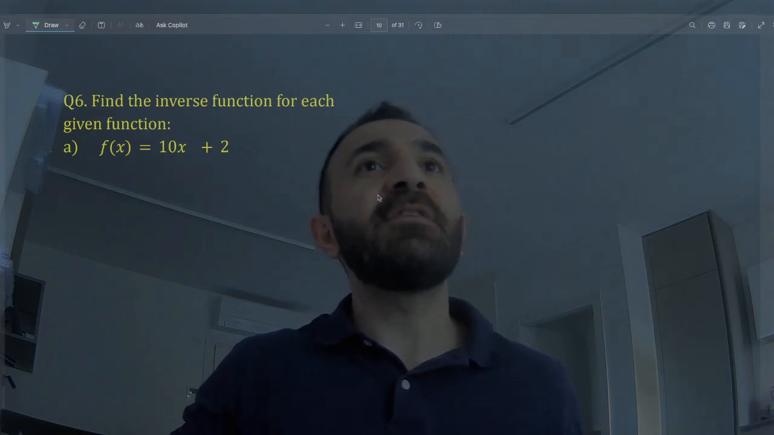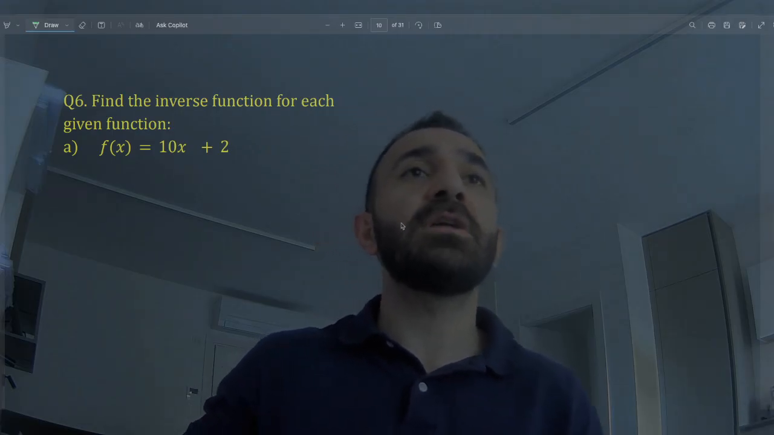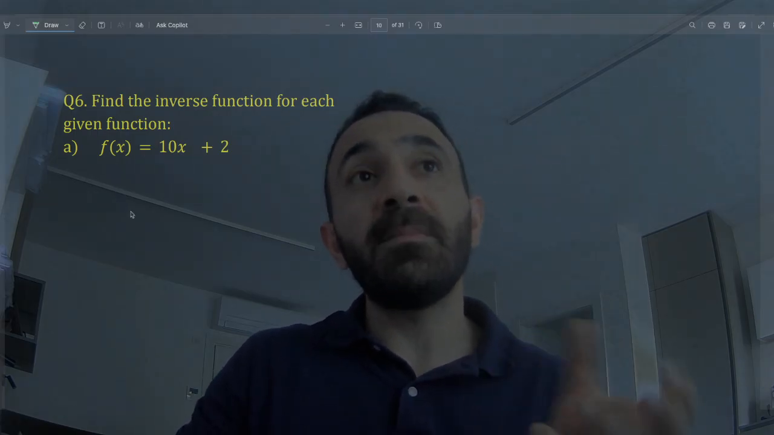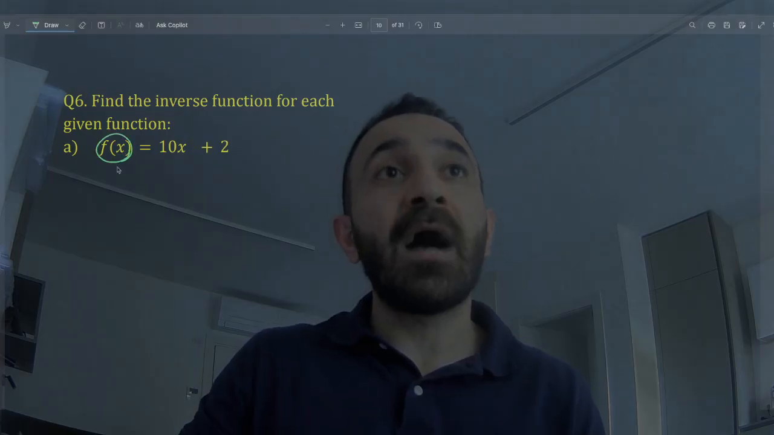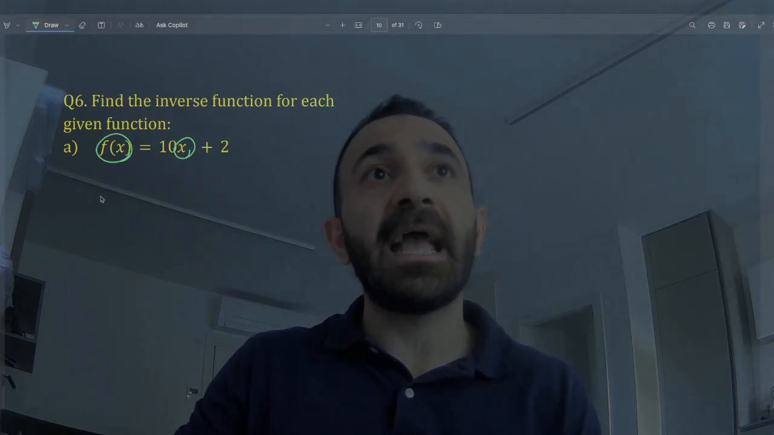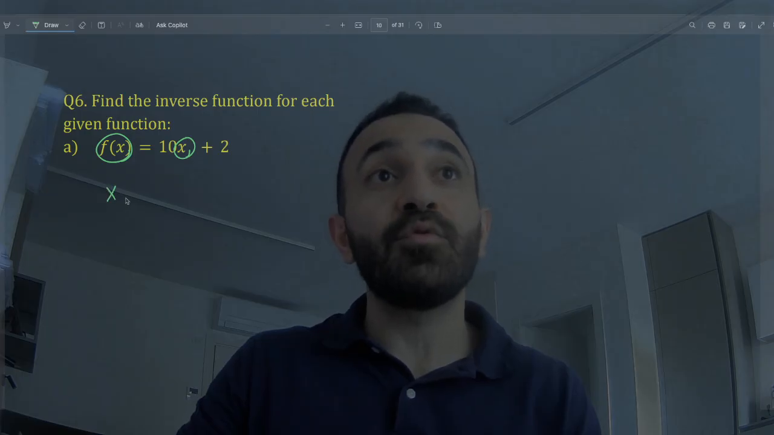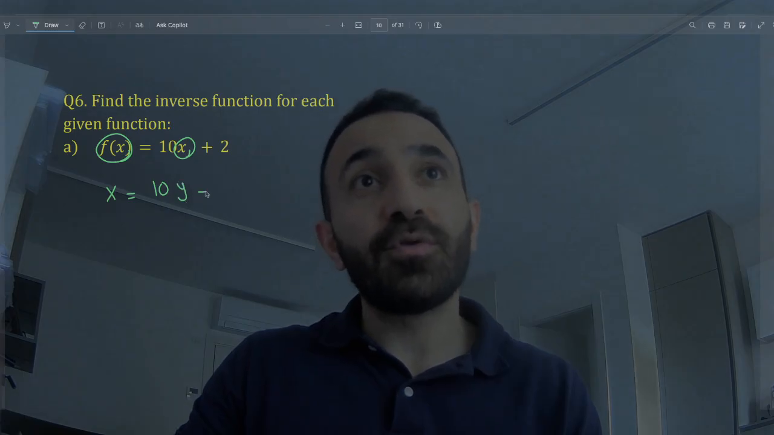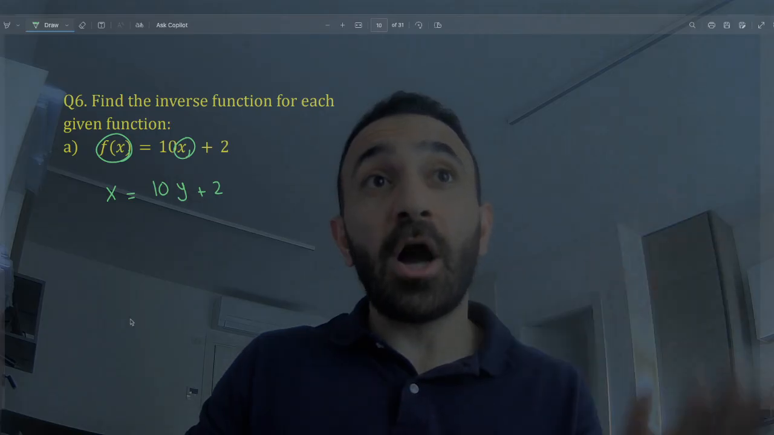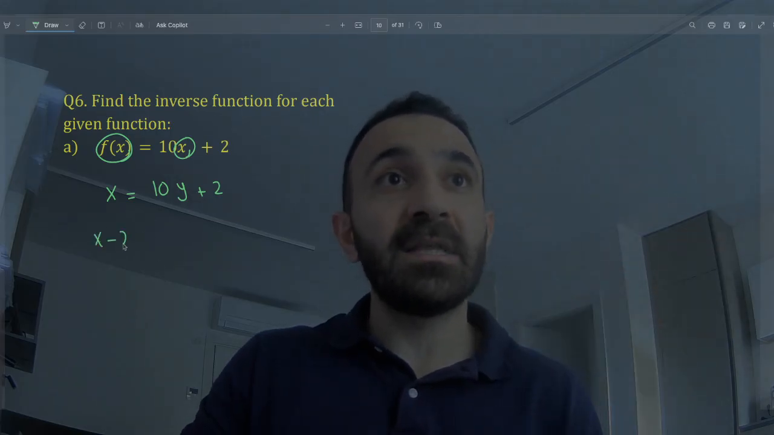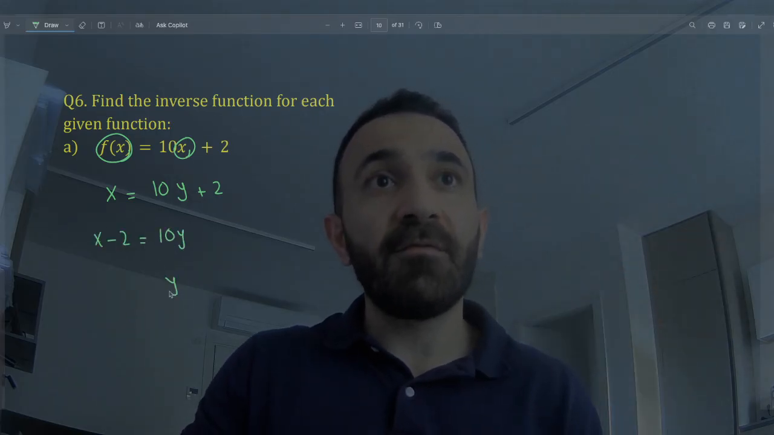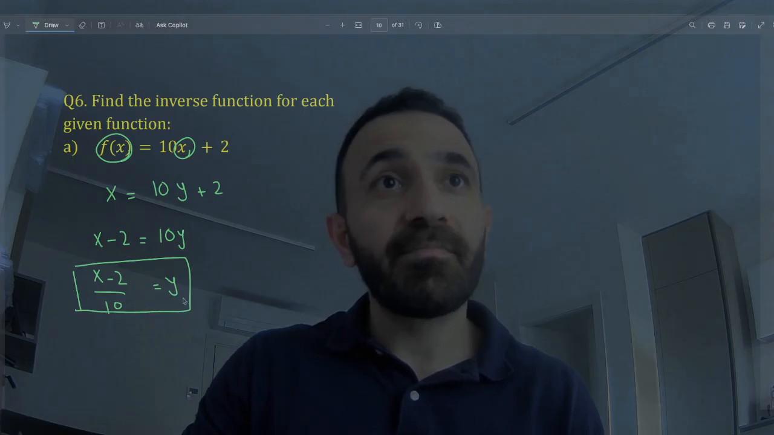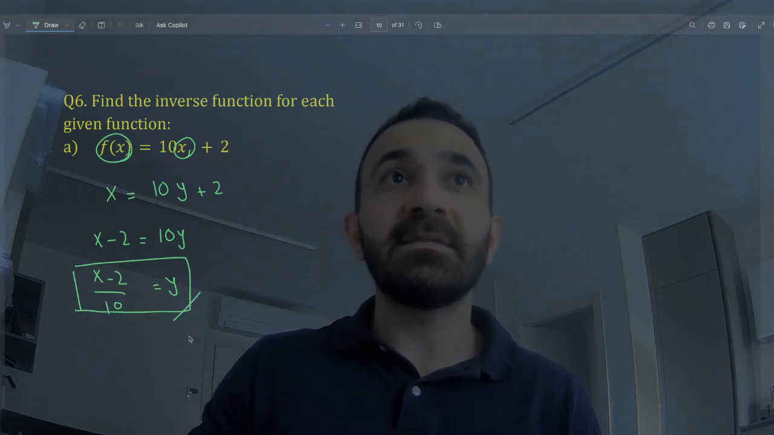Okay, find the inverse function for each given function. In order to find the inverse function, we're going to exchange input with output. Here my output is f of x and my input is x. So I'm going to turn output to input, and input to output. Then I'm going to isolate for the output. So x minus 2 equals 10y, and y equals (x minus 2) divided by 10. That's it. This is the inverse function.